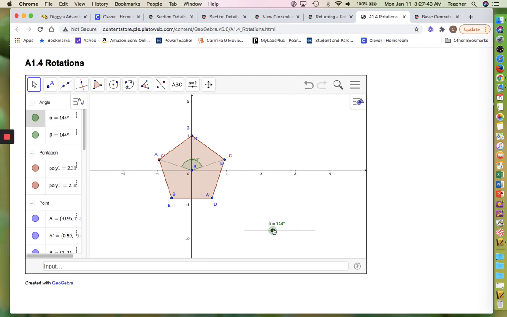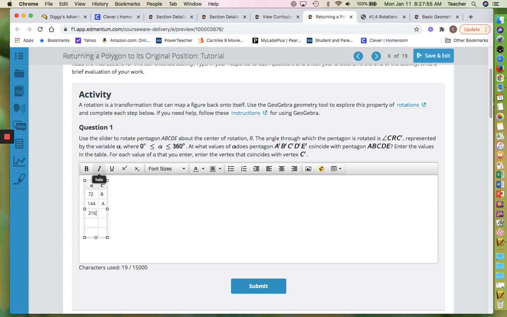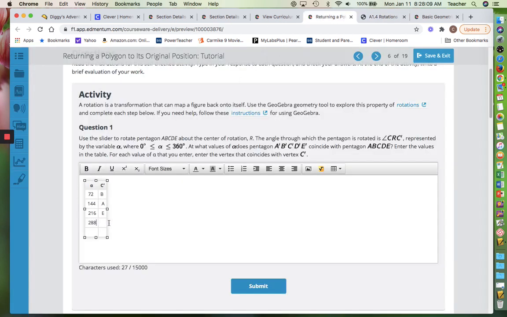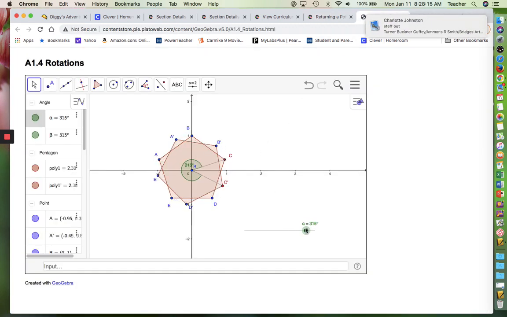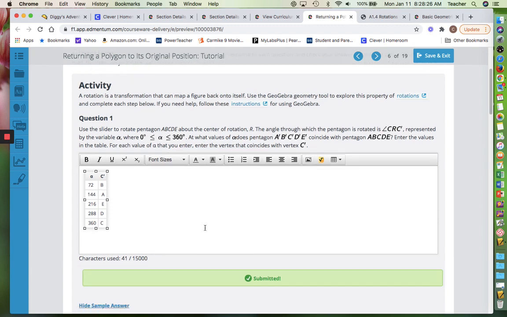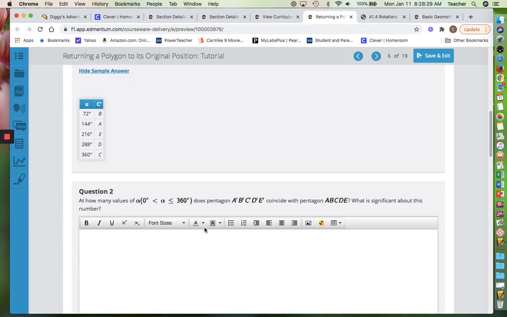All right, so let's keep on going. So it looks like it's going to land on E at 216. 216 degrees, lands on E. Looks like it's about to land on D here. So it's going to land on D at 288 degrees. And going to 360. So it's about to land back on its original C at 360 degrees. There we go.